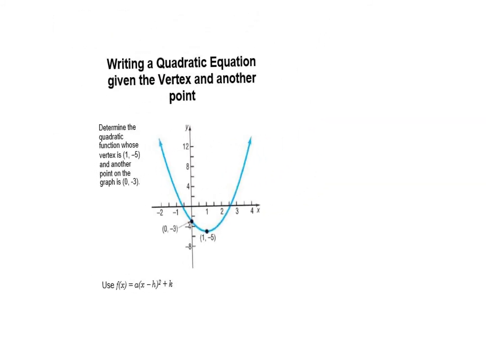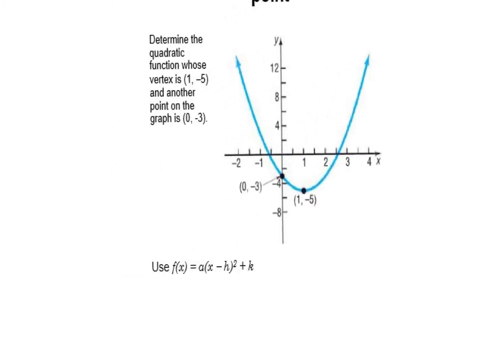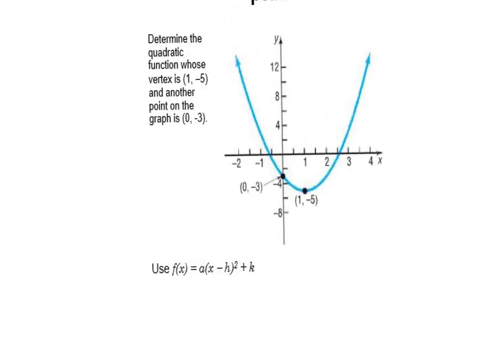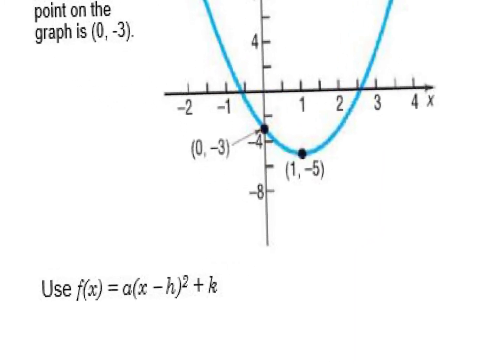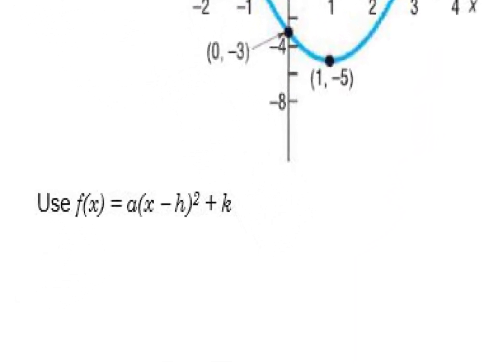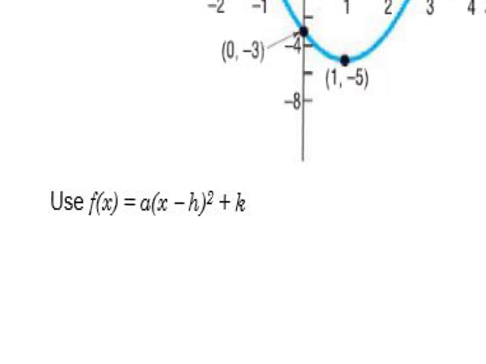Last part of this, write a quadratic equation given the vertex and another point. This is why I love vertex form, because it's so easy to build our parabolas as long as we know the vertex and one other point. So we're going to determine the quadratic function whose vertex is 1, negative 5, and another point of the graph is 0, negative 3. We're going to use our vertex form equation of f of x is equal to a times (x minus h) squared plus k.